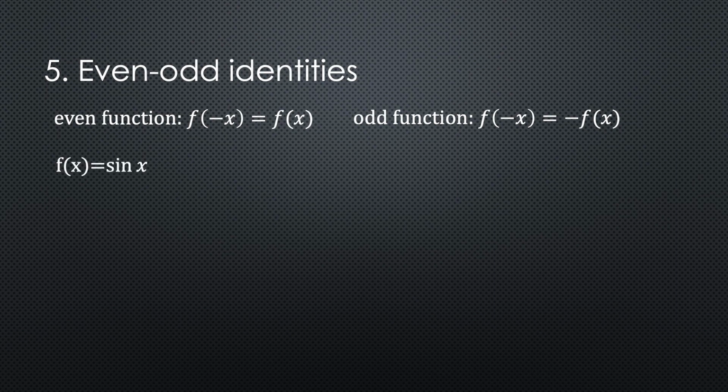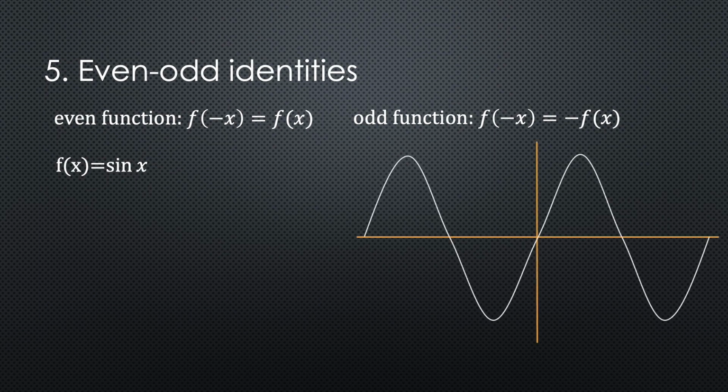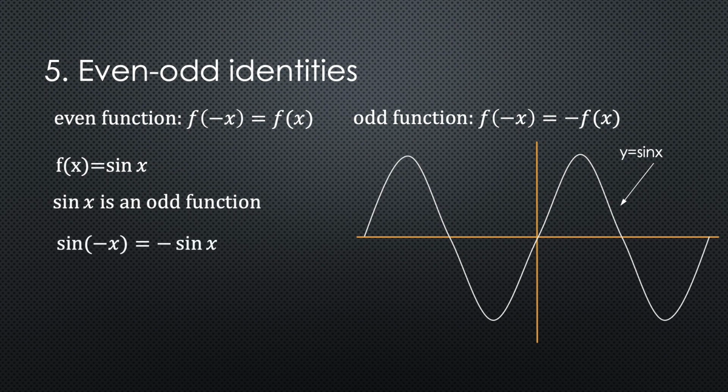Now look at sine of x. First, we graph it. From the graph, we can see that the curve of sine is symmetric in the origin. So we can say that sine of x is an odd function. That is, sine of negative x equals negative sine of x.